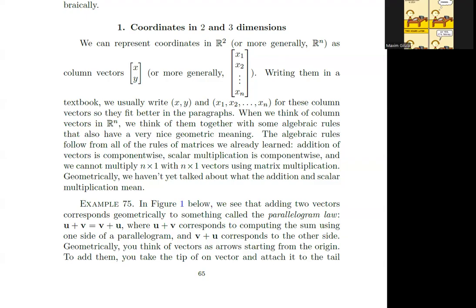When we think of column vectors in Rn, we think of them together with some algebraic rules that also have a very nice geometric meaning. The algebraic rules follow from all of the rules of matrices we already learned. Addition of vectors is component-wise. Scalar multiplication is component-wise. And we can't multiply n by 1 with n by 1 vectors using matrix multiplication. Geometrically, we haven't yet talked about what addition and scalar multiplication mean. So let's talk about that now.